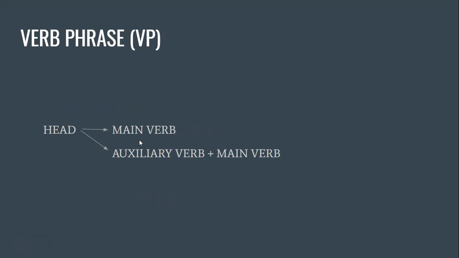Verb phrases are very easy to identify because they are the most important part in a clause or a sentence. Of course, the head of the verb phrase can be a main verb, she likes him, or can be an auxiliary verb and a main verb. For example, she's walking there. We have the auxiliary verb is, and the main verb walking.